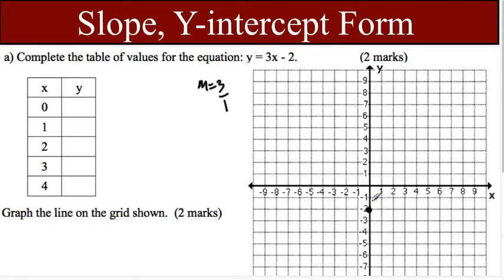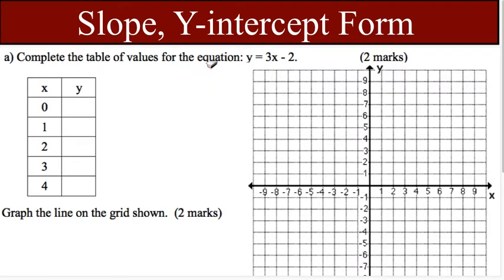So rise would be 3, run 1. So I'd go 1, 2, 3, run 1. 1, 2, 3, run 1, and so on, and I'm getting points on the line. Or alternatively, I could go back 1, down 3. Back 1, 1, 2, 3. Back 1, 1, 2, 3, and so on. Okay, so then I could draw my nice line through all those points. So that's what we did in class today.